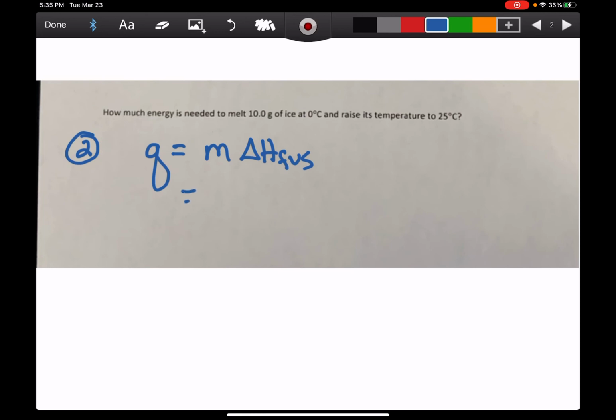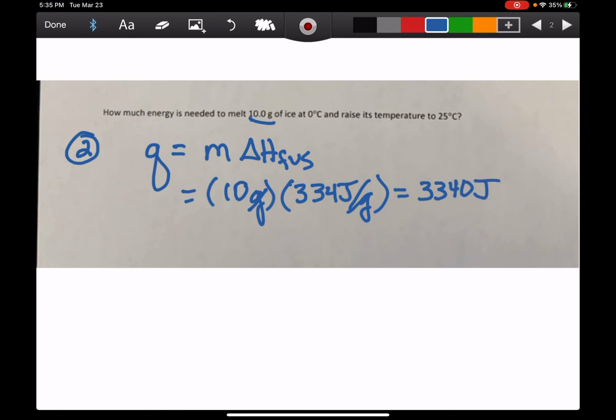All right, so I plug this in. It's going to be 10 grams of ice. That's what they told me. And then I'm going to use that molar heat of fusion from the graph. So if you look at your graph, again, it is 334 joules for every gram of water I have. Okay, grams are going to cancel out, right? So I'm left with joules. So this is going to give me 3,340 joules just to melt the ice. So again, that's just going across, taking the solid, going to a liquid.